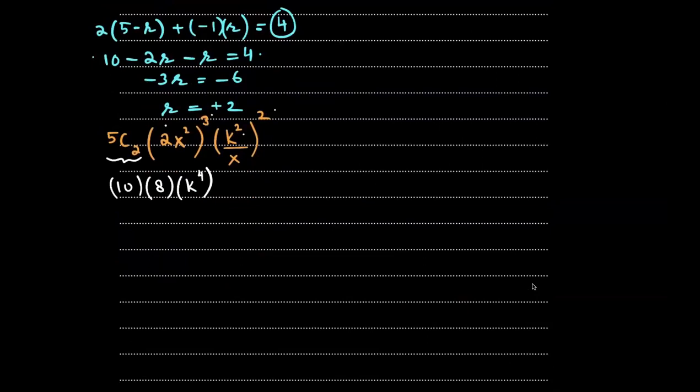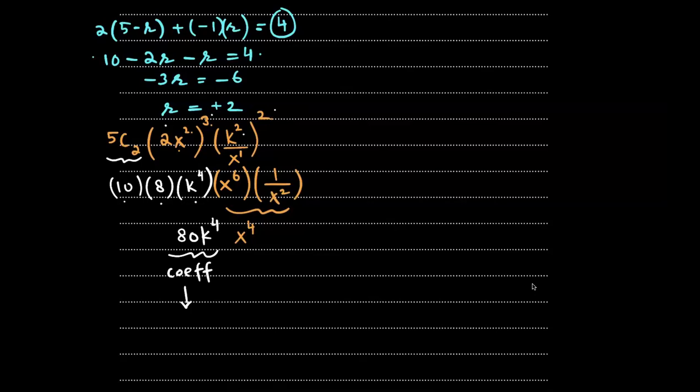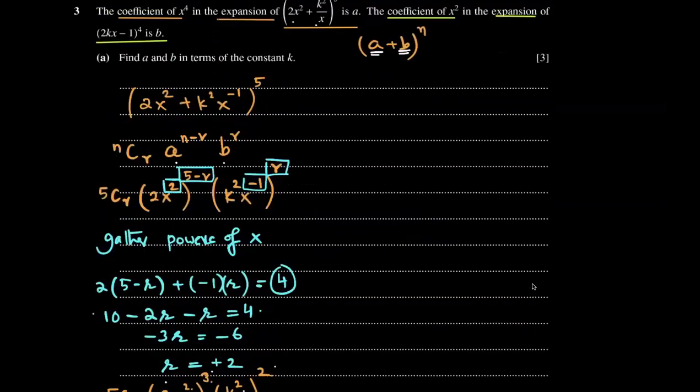And let's focus on the variables. We have x squared, it's raised to power of 3, that's x power 6. And this is 1 over x squared, so this is x power 1, this is 2. Let's double check. Yes, it's x power 4. And 10 into 8 into k power 4, that is 80k⁴. This is the coefficient, and this coefficient they have labeled as a. So this is what I've done for the first part only.